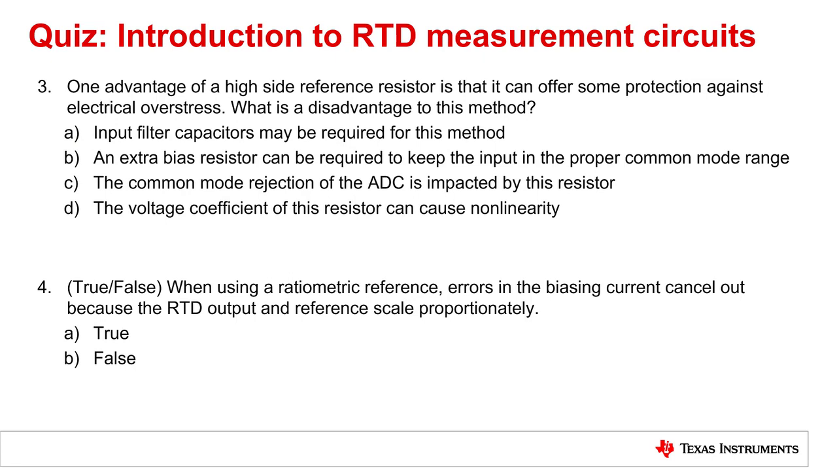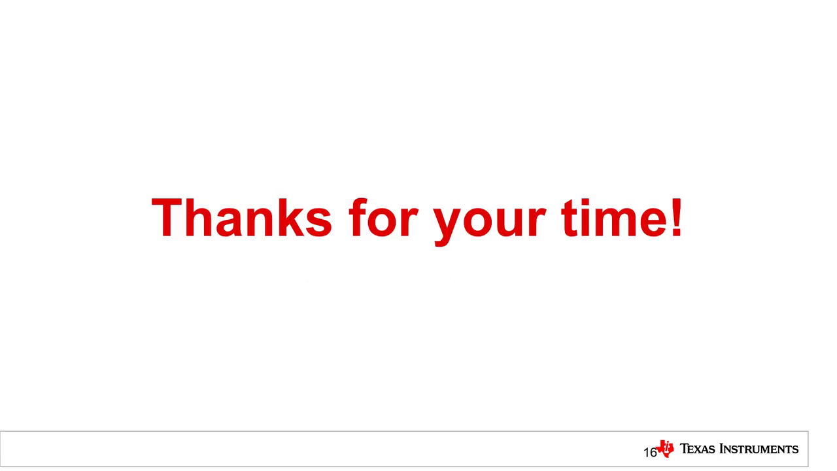Question 4. True or false? When using a ratiometric reference, errors in the biasing current cancel out because the RTD output and reference scale proportionally. The correct answer is A. True.